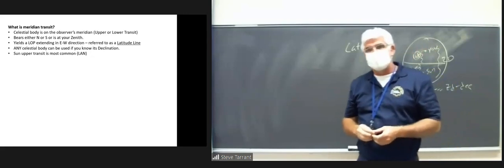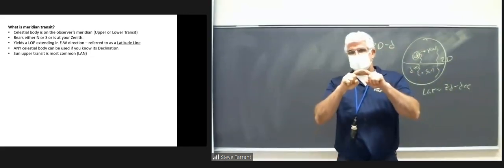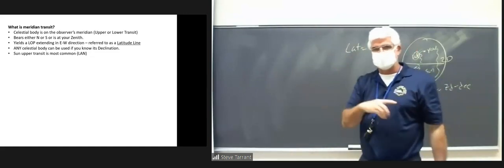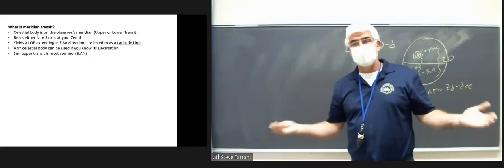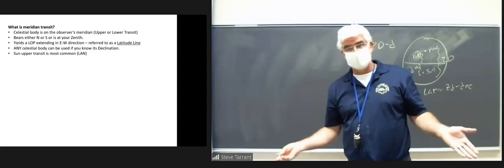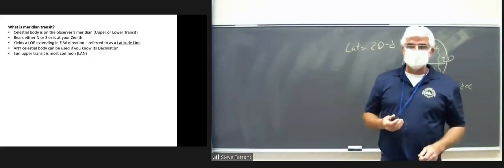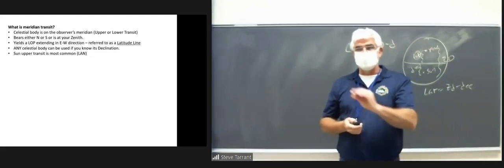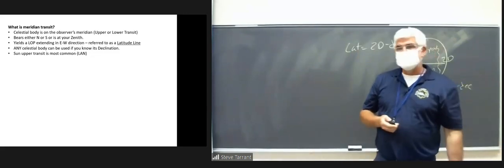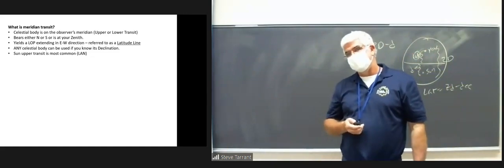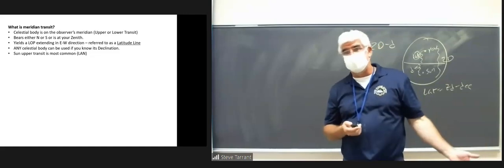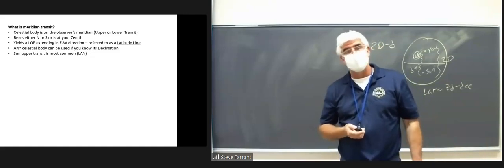When a body is on your meridian, the line of position ends up being exactly east-west. So it's parallel to a parallel, which makes it latitude, okay? Whenever a body is on your meridian, you can get your latitude very easily. It's a big deal. You can use any celestial body, but when we do the sun, since we use the sun for time, we call it local apparent noon. You can do it off the moon or off Mars, but you're not going to call it local apparent noon, you're going to call it meridian transit.